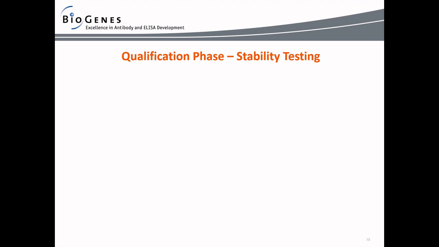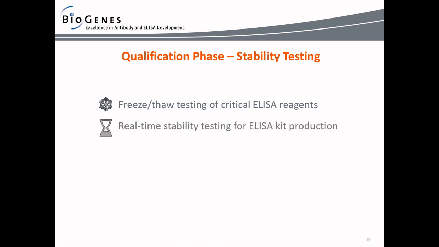Finally, after having developed and well characterized the HCP ELISA method, reagent stability testing and qualification work is carried out. This includes freeze-thaw testing of critical reagents, such as antibodies, HCP standard, and assay control. And in case of providing the ELISA method in a kit format, real-time stability testing is conducted.